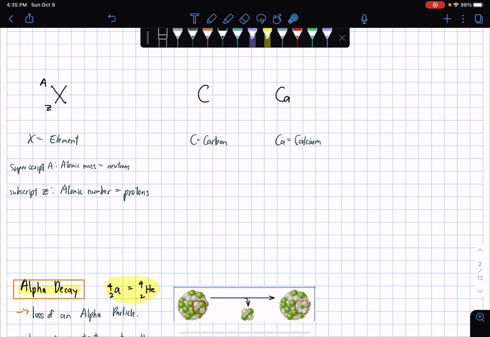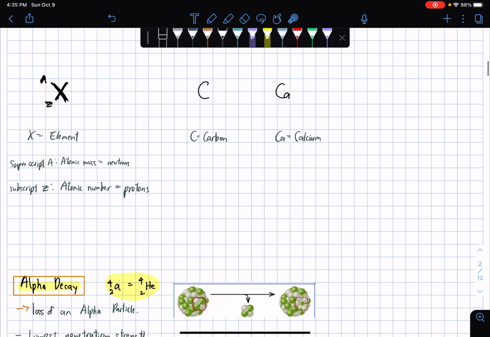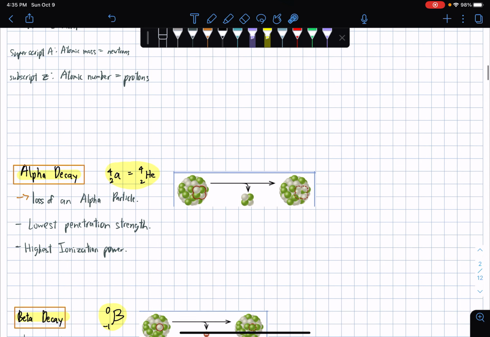So we have here the usual illustration of an element in the periodic table. Of course, this X variable would be the element. The A would be the atomic mass, while the subscript Z would be the number of protons, or in other words, the atomic number. So you also might want to know this useful piece of information. C stands for carbon, Ca stands for calcium.